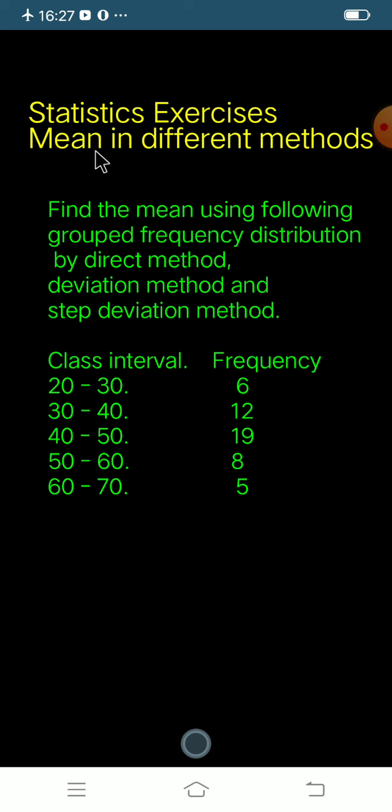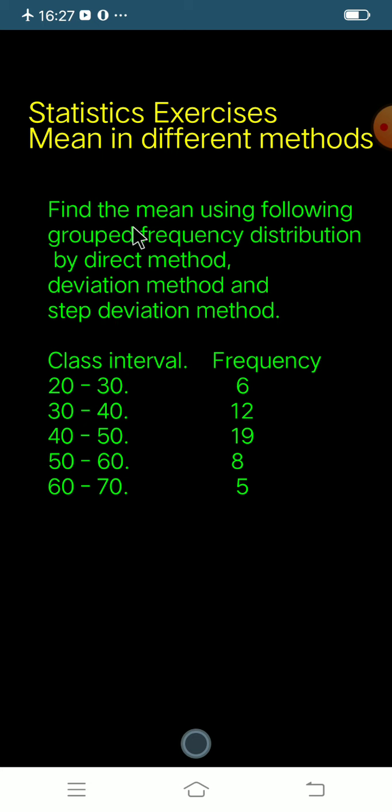Let us do some mean in different methods. We have to solve some problems of mean, average in different methods. What are the methods? One is direct method, next one is deviation method, and the last one is step deviation method. Now, let me read the problem.